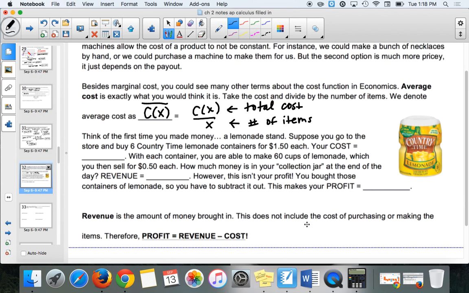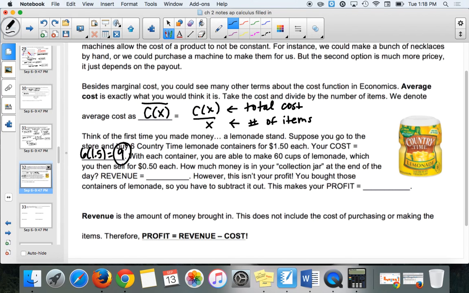So think about the first time that you made money. Back in the day, a lemonade stand. My brother and I always had these. Suppose you go to the store and you buy 6 of these classic tubs of Country Time lemonade. That was my favorite. And they cost $1.50 each. If you bought 6 of them and they cost $1.50 each, how much money did you spend? $9. 6 times $1.50.